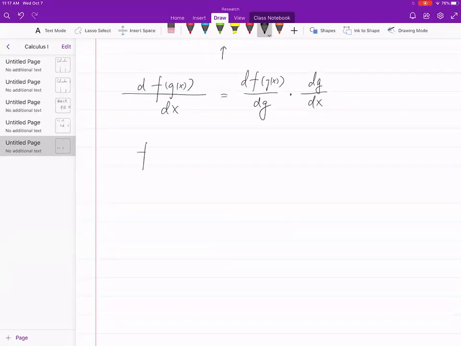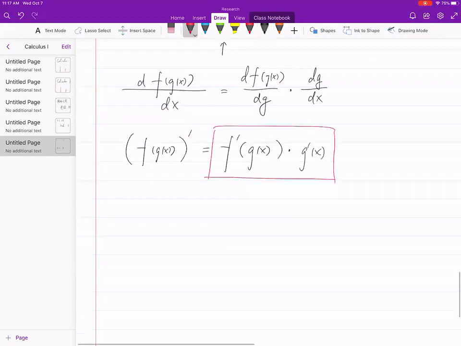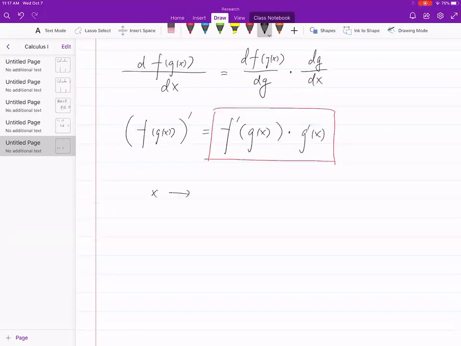Another way to write it: the derivative of this is going to be the derivative of g times the derivative of f if g changes a little bit. And the reason we put g of x here is because for the second function f, the input is not x, the input is g of x. That's why we need to put g of x here. Sounds good? Let's try the example.